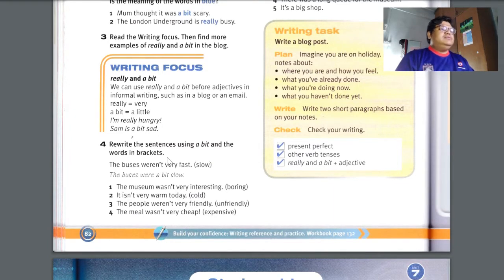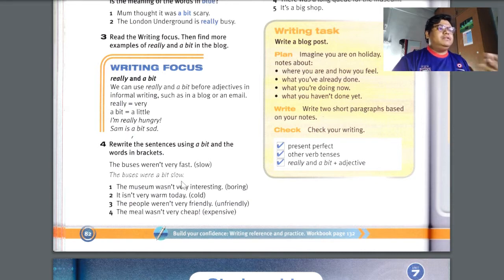Rewrite the sentences using a bit and the words in brackets. So we can take out the notepad here again. Let's write exercise 4. So this is an example. The buses were very fast. In other words, slow. So how do we write this sentence in another way using the word slow? We can say the buses were a bit slow.